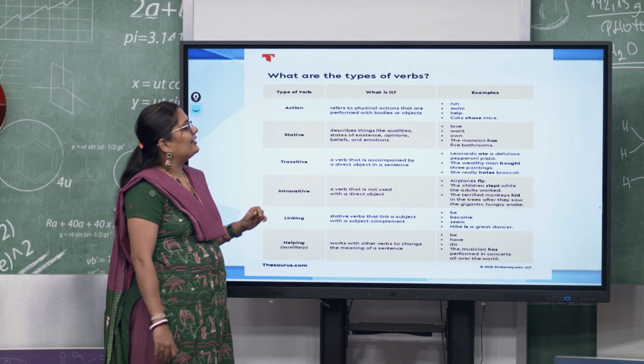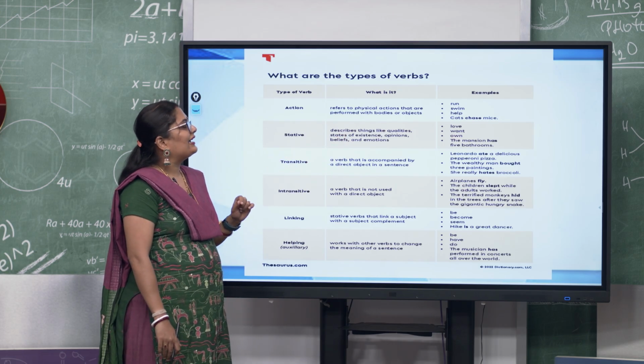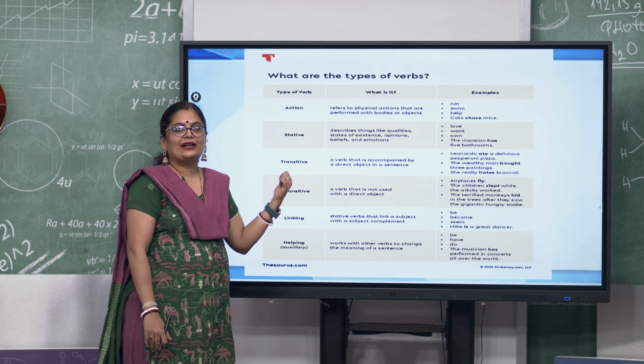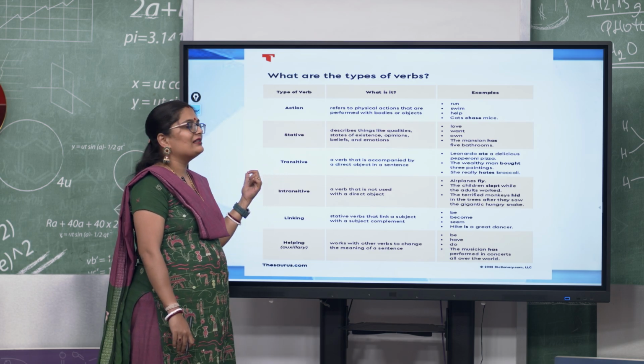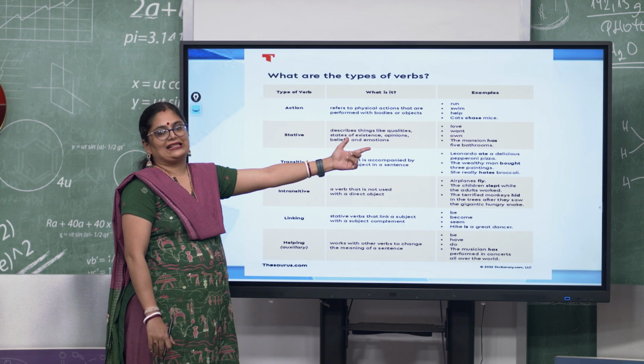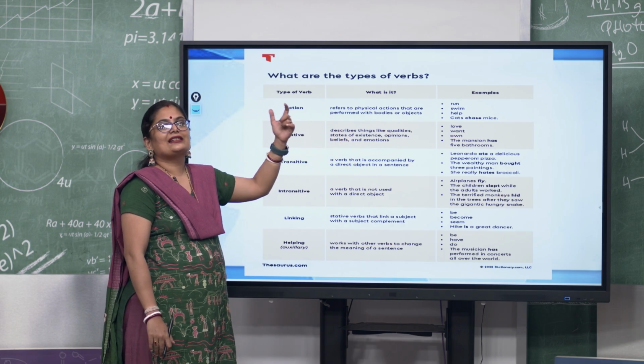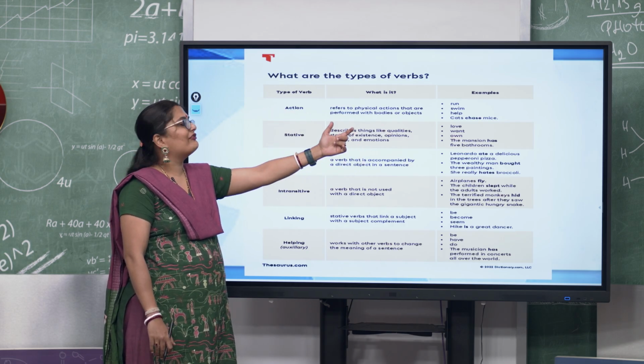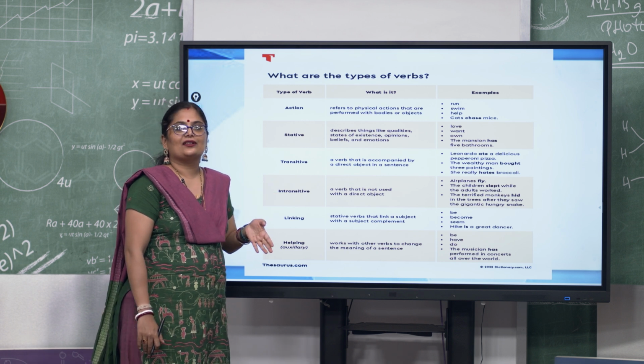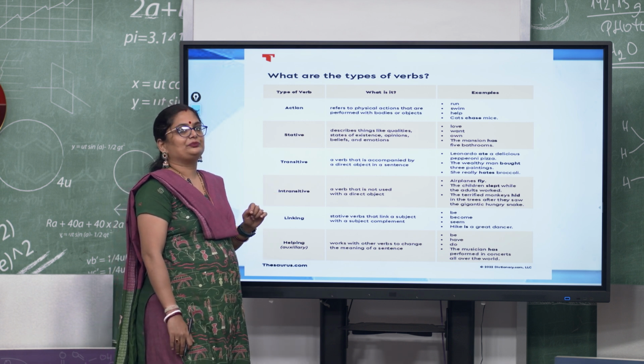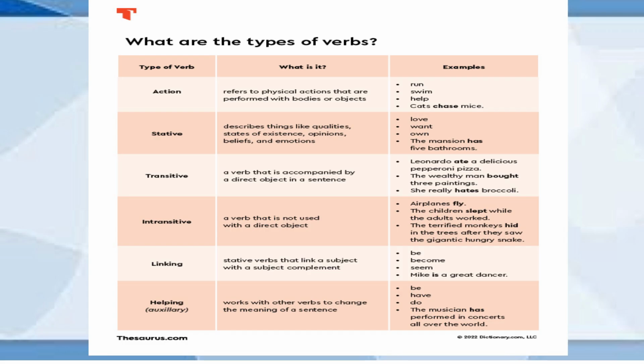Now, in this short sentence, can you identify the action verb? It will be chase, because it is an action verb. It indicates a physical action that is being accomplished. It would be chase. Stative. The type of verb that we are describing here is stative. It describes things like qualities, states of existence, opinions, beliefs, and emotions.